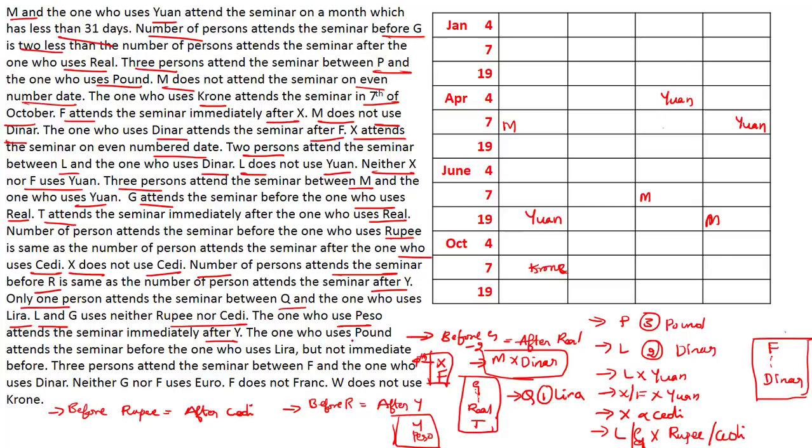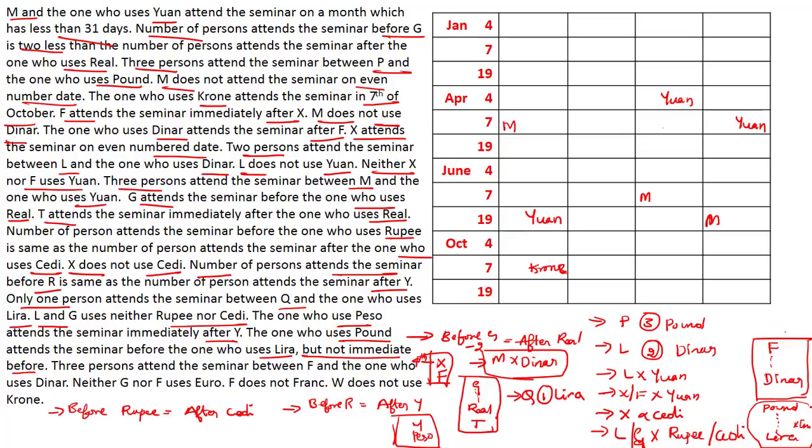The next one is the one who uses pound attends the seminar before the one who uses lira. So before lira, pound has to be placed. Again it is not mentioned immediate. So the one who uses pound attends the seminar before the one who uses lira. So pound person has to be placed before the person who uses lira, but this is not immediate. So let me write it here.